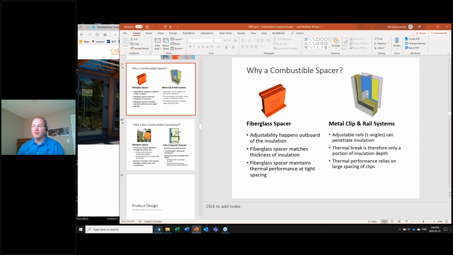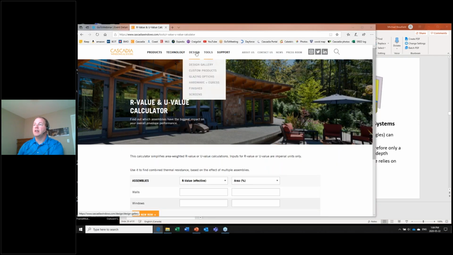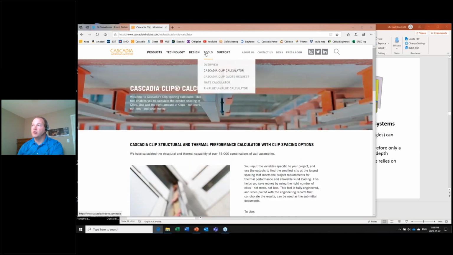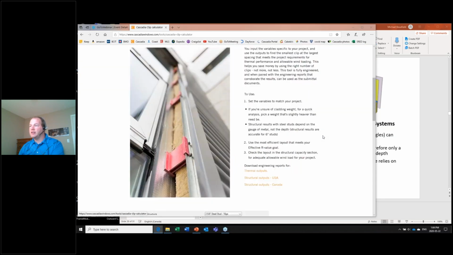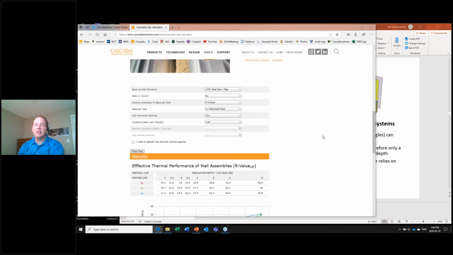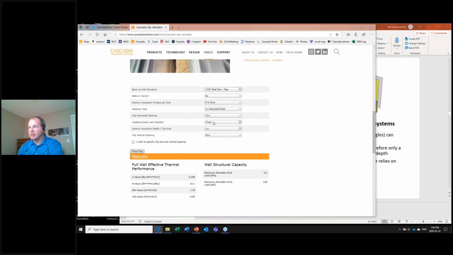To determine how far apart the clips are spaced, you can go onto the CascadiaWindows.com website and use one of the tools called the Cascadia Clip Calculator. This calculator enables any user, architect or cladding contractor or anybody, to enter some simple inputs like steel stud or other backup wall, the weight of the cladding that's going to go onto the clips, and then play with a couple of spacings.